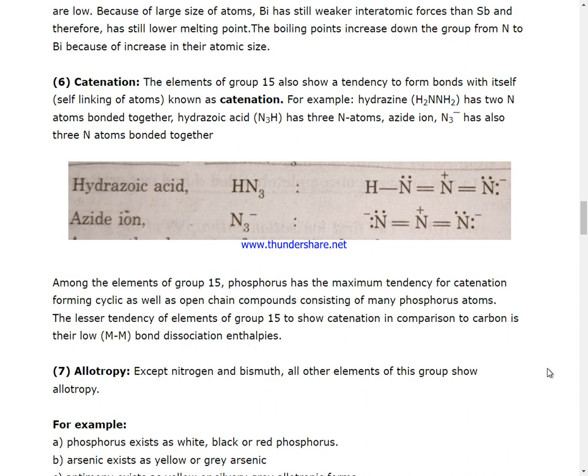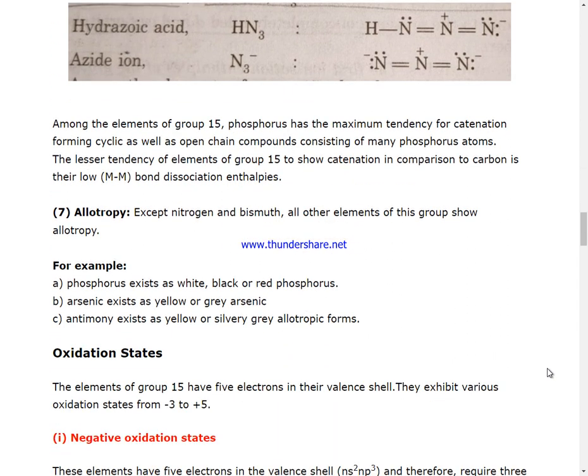Among the elements of group 15, phosphorus has the maximum tendency for catenation, forming cyclic as well as open chain compounds consisting of many phosphorus atoms. The lesser tendency of elements of group 15 to show catenation in comparison to carbon is due to their low M-M bond dissociation enthalpies. Allotropy. Except nitrogen and bismuth, all other elements of this group show allotropy.